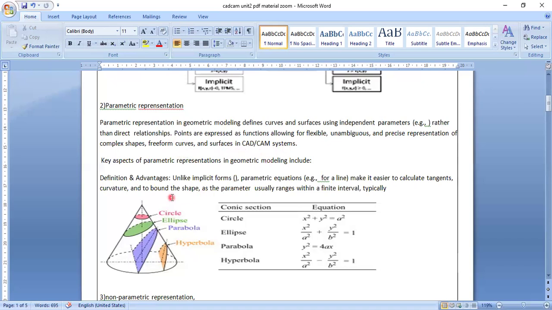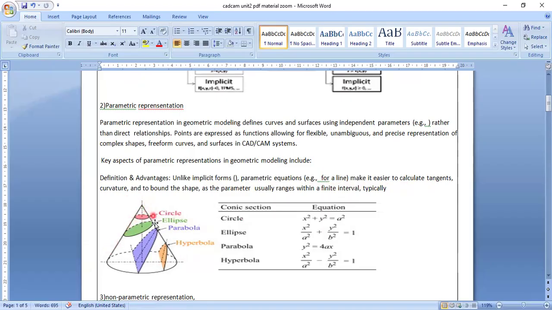Here you can see a circle is formed if you take a cone and cut it at the top side. If you come a little bit down, and cut at a 45 degree angle, you get an ellipse. Still further down, you can observe a parabola, and still further down, a hyperbola. These are the parametric representations: circle, ellipse, parabola, hyperbola. Unlike implicit forms, parametric equations make it easier to calculate tangents and curvatures. So here you have tangents.